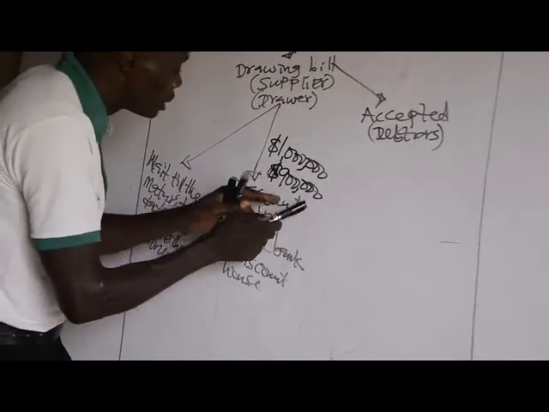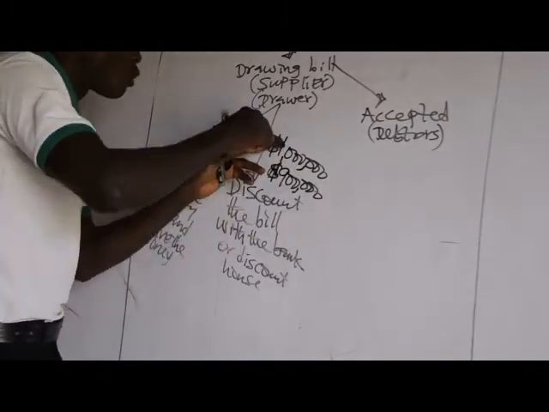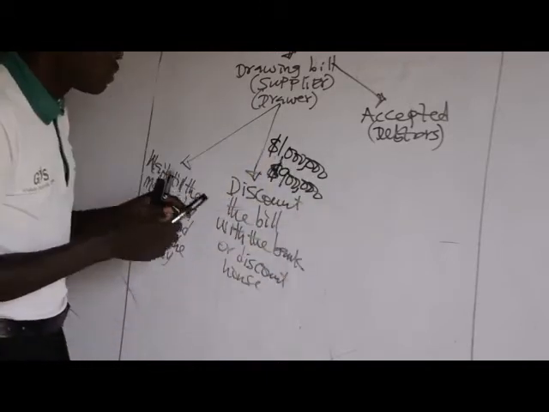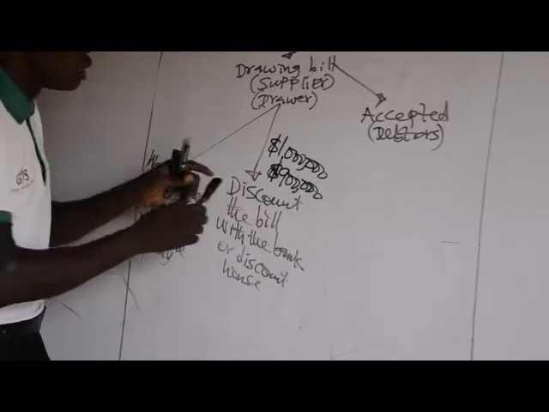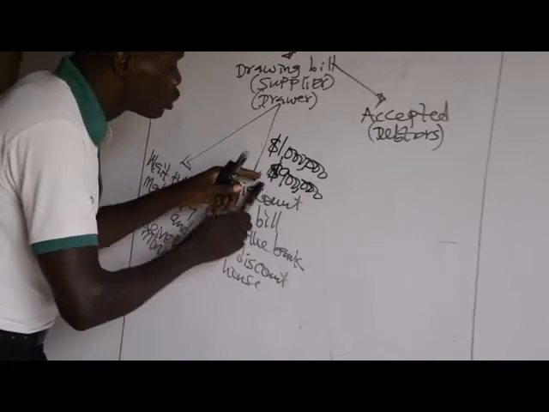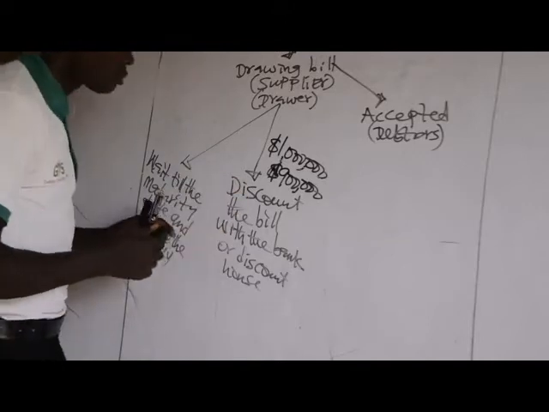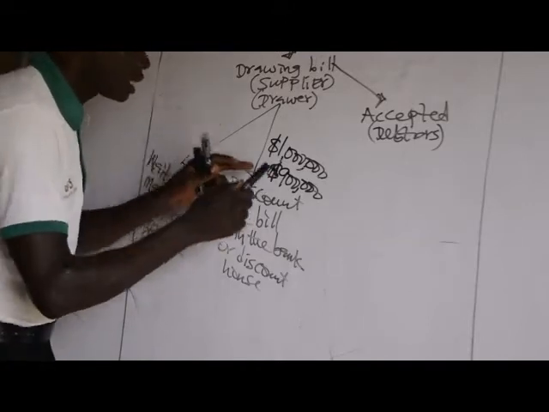So paying $900,000 in place of $1 million means they have reduced the sum by $100,000. That $100,000, by which they have reduced the face value of the bills, is what we call discount charge.